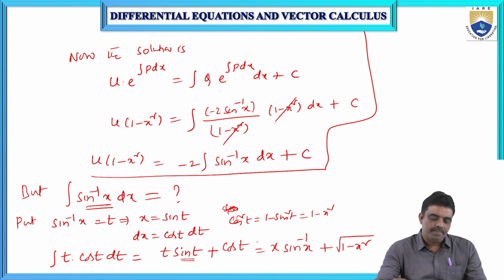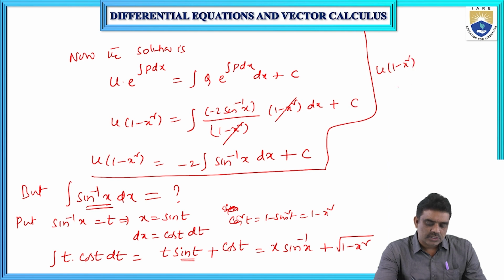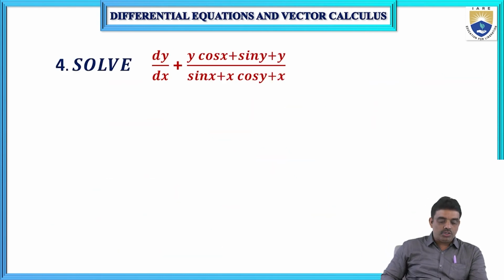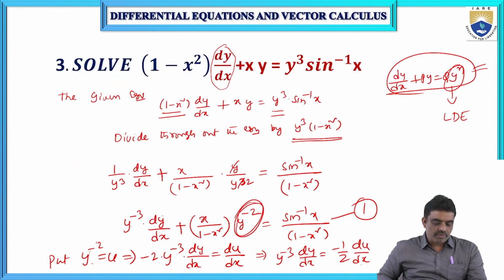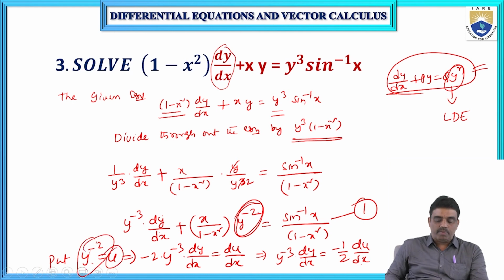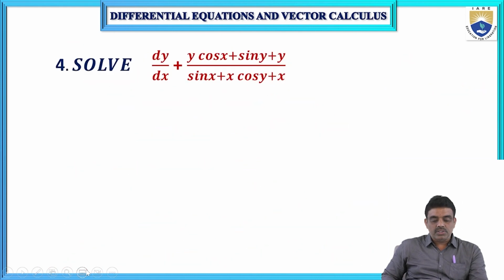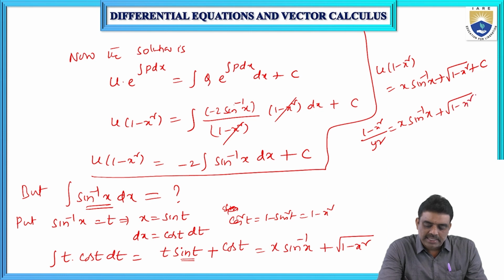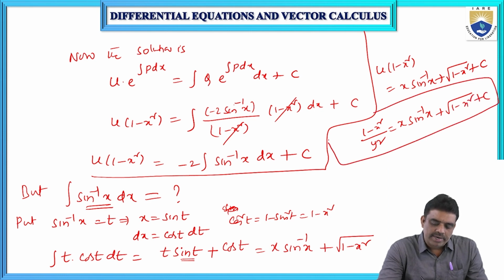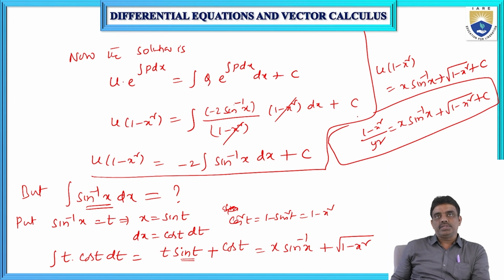So the solution will be u into 1 minus x square is equal to x sine inverse x plus root of 1 minus x square plus c. But what is u? You have assumed u is equal to y power minus 2, or 1 by y square. So I can replace it by 1 by y square. That is 1 minus x square by y square is equal to x sin inverse x plus root of 1 minus x square plus c, which is the required solution for the given Bernoulli equation.